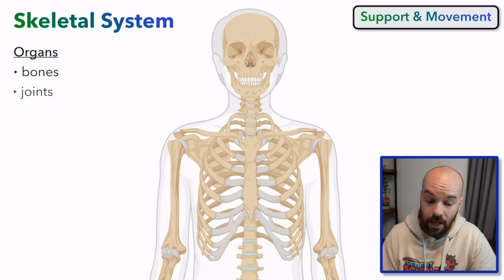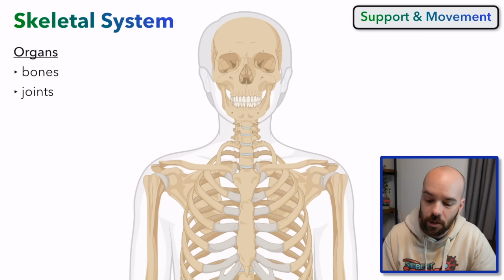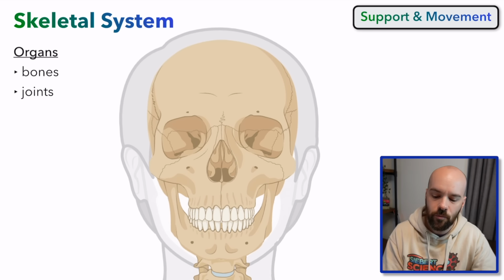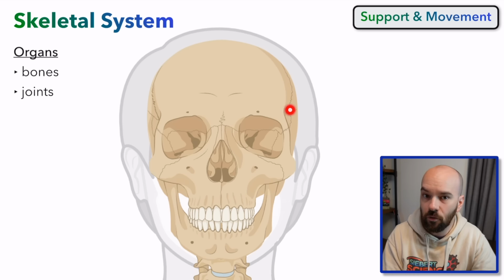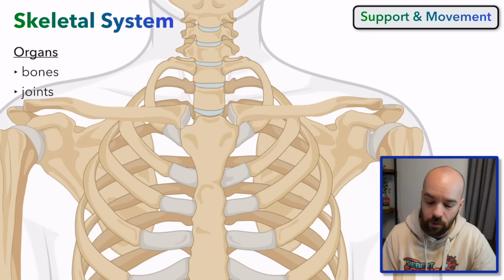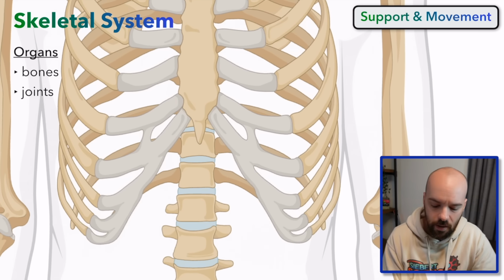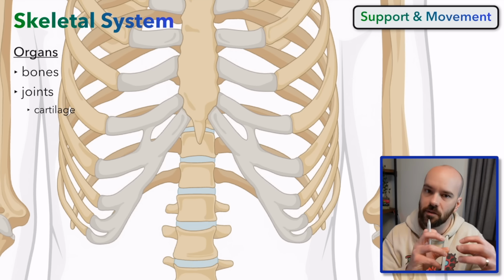The next thing we're going to have is joints. And we've got 3 types of joints in the body. The first is going to be fibrous joints. These don't have any movement. Those would be between like the bones of the skull, for example. We've got another type of joint, which is going to be cartilaginous joints. And we can see cartilage here between the vertebrae and our spine. And so these are going to be a bunch of cartilaginous joints. They allow a little bit of movement because there's cartilage between them.